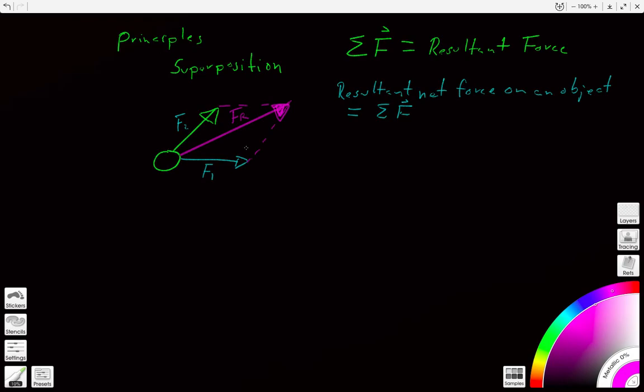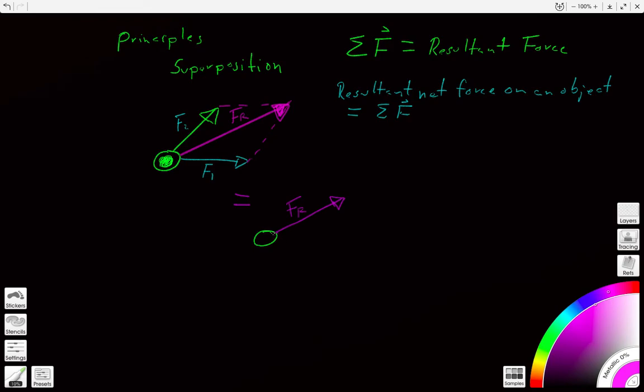So the principle of superposition tells me that if I have an object that has many different forces acting on it, okay, that object is going to only feel one resultant force. And that resultant force is equal to the addition of all of the forces that are acting on that object. So this object is exactly equal to this thing right here. Okay, this system is exactly equal to this thing right here.